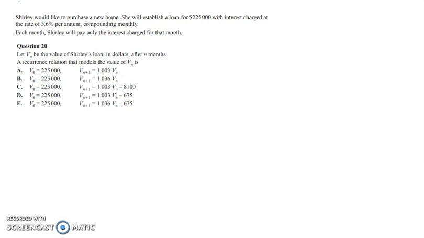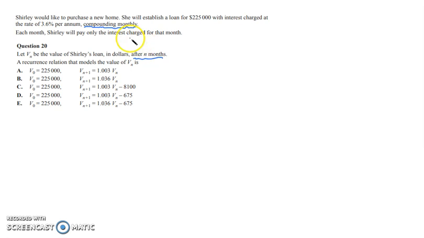Let Vn be the value of Shirley's loan in dollars after n months. A recurrence relationship that will model the value of Vn is... and there are a number of solutions to choose from. With this question, there are a couple of things we need to identify first. We are compounding our interest monthly, and it says after n months, so in this formula we need to be working in months.